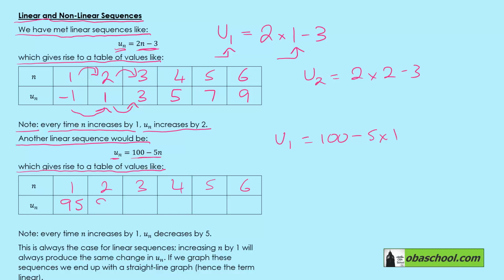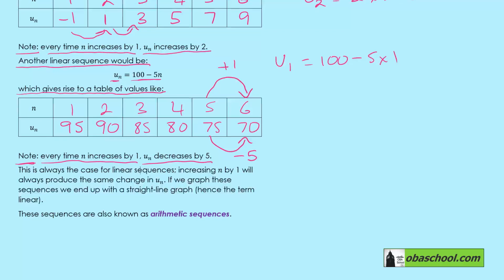And these are going to go down in 5s. So 95, 90, 85, 80, 75, 70, and every time n increases by 1, the term of the sequence goes down by 5. So we've noted that here. Every time n increases by 1, un decreases by 5. This is always the case for linear sequences. Increasing n by 1 will always produce the same change in un.